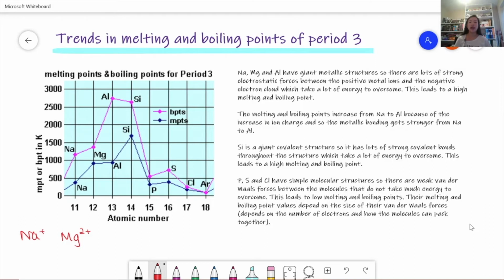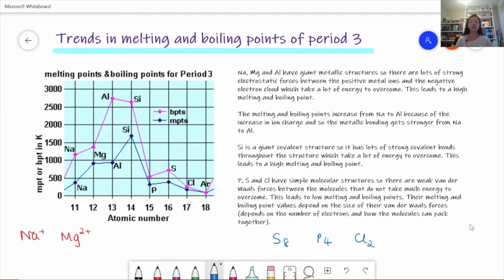And so for these simple molecular structures, their melting and boiling points actually depend on the size of their van der Waals forces, and this depends on the number of electrons, like we've learned before, and how the molecules can pack together. And if you remember back to how these elements exist, we have sulfur, which goes round in 8s, and then we have phosphorus, which goes round in 4s, and chlorine, which is diatomic, so goes round in 2s.